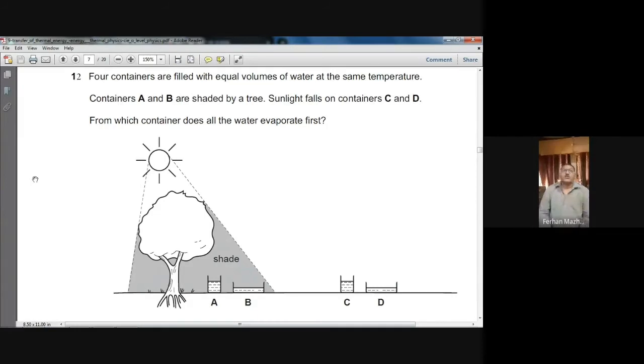So what do you think is the option? D. So D is the right option. In the D container, the rate of evaporation will be the fastest.